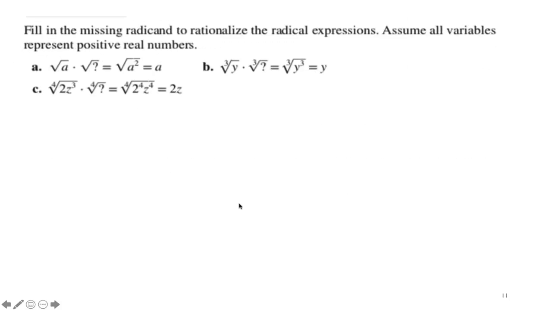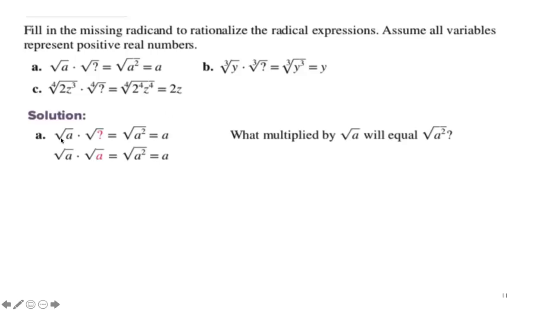And so first we want to be able to know how to multiply a radical by another radical that can cancel the radical, and this is very important. So for example, square root of a times what is equal to a? So we want to find a way to get rid of the radical.